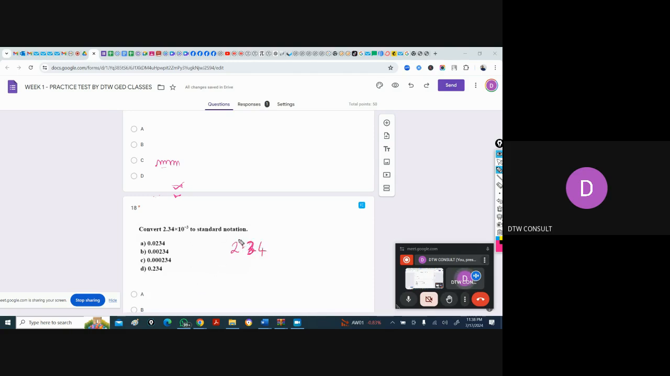So we count 1, 2, 3. You put your point here, you put a zero here, then you put your zeros here. So you have 0.003234. 1, 2, 3, and you put the decimal here. Do you see that? Yes. Okay, so the answer here is B.